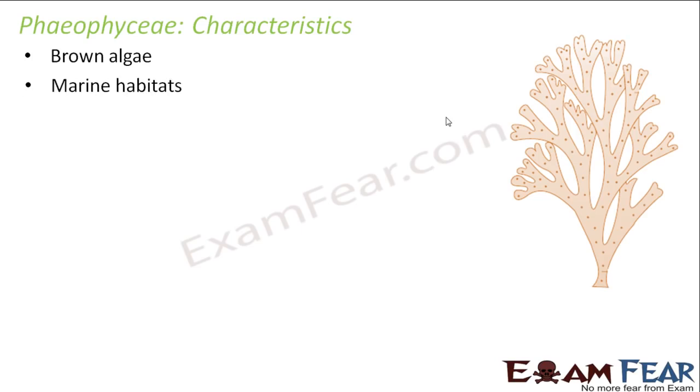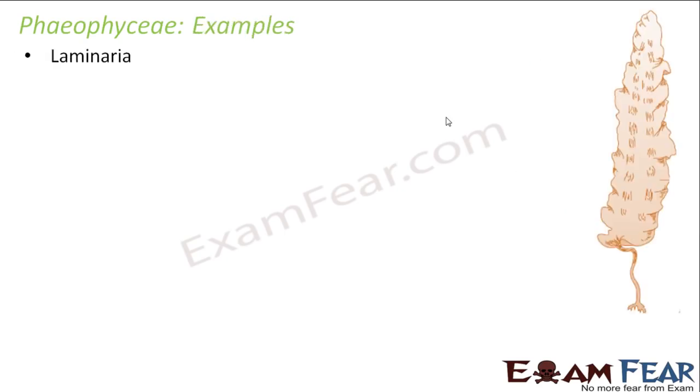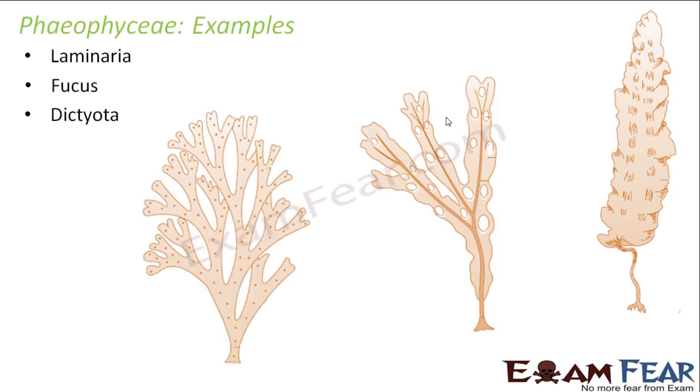Talking about habitats, they also prefer marine habitats. They can be branched or filamentous. So let us look at some examples of brown algae. Laminaria, Fucus, Dictyota. These are some of the examples of brown algae.